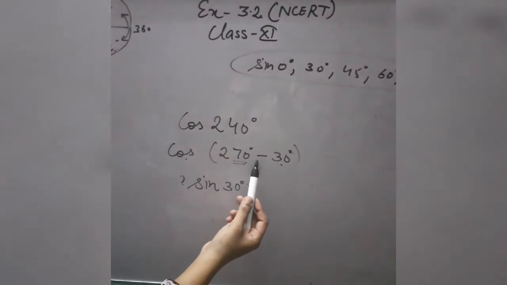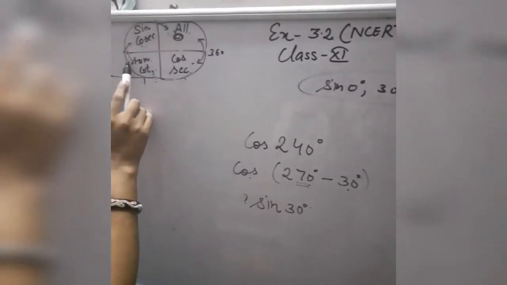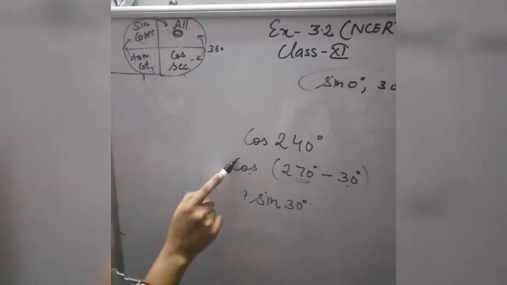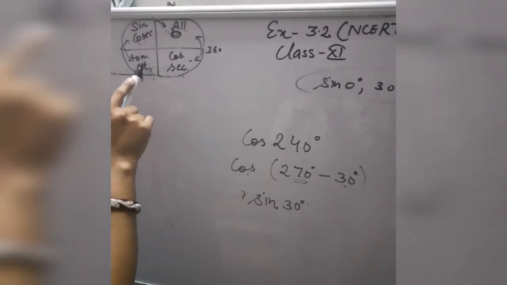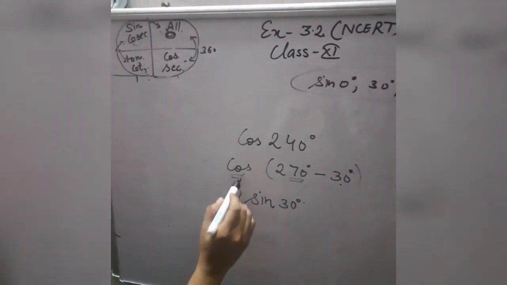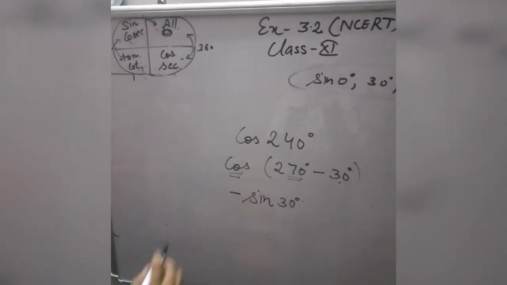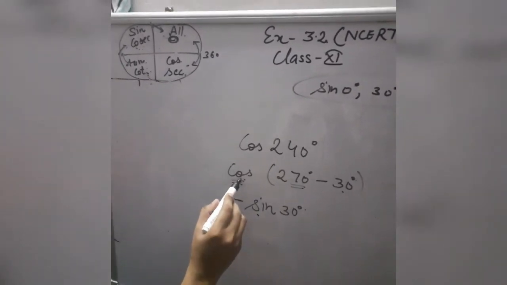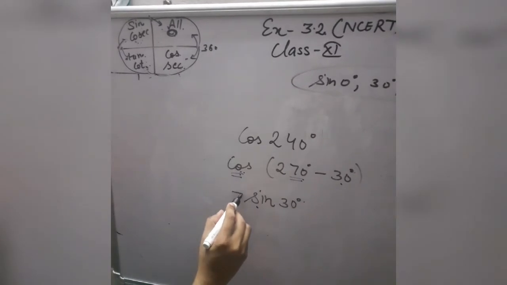Now 270 minus something means you reach the third quadrant. And now you will check the sign of cos in the third quadrant. In the third quadrant, tan and cot are positive, cos is negative. That's why, if cos is negative, you will take a negative sign here. You will check the sign of cos, not the sign of sine. If cos is negative, here you will take a negative sign.